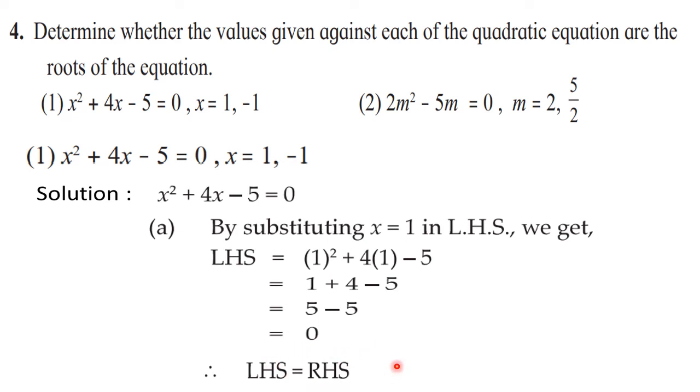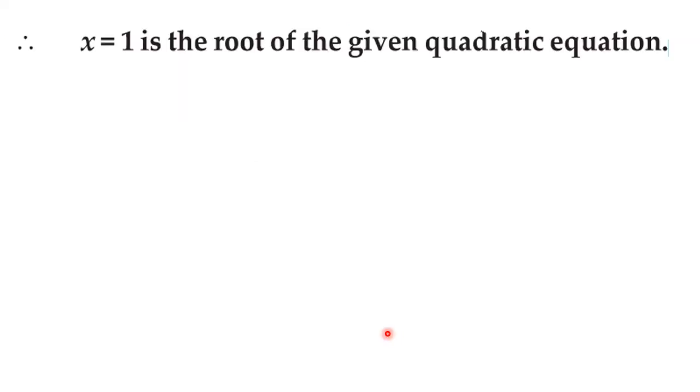So after writing this, the final statement you will write is that x is equal to 1 is the root of the given quadratic equation, because for this value we got left hand side is equal to right hand side. Now let us check for the second value, that is x is equal to minus 1.